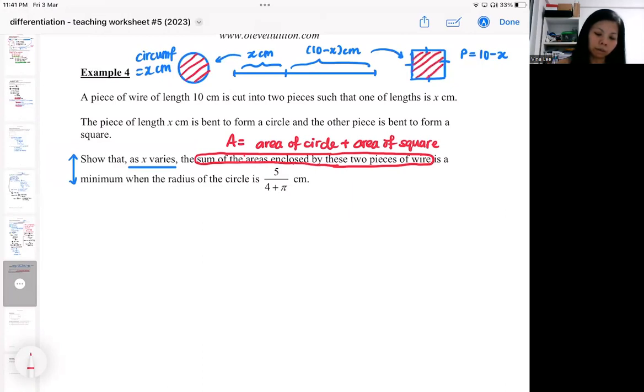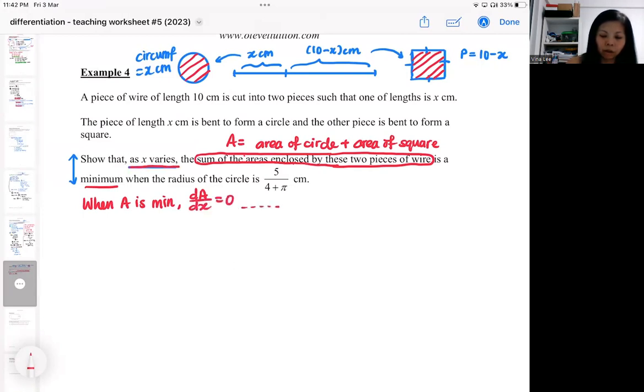So you will need to find the area, but you only have the length. Okay, so bear that in mind. And later on, your job is to execute the idea where area is minimum. So when area is minimum, what happens? That means later on, you'll be differentiating with respect to X. And then eventually, you're trying to get a radius. You're trying to get this radius. So your job is to show this radius. So that is the whole question.